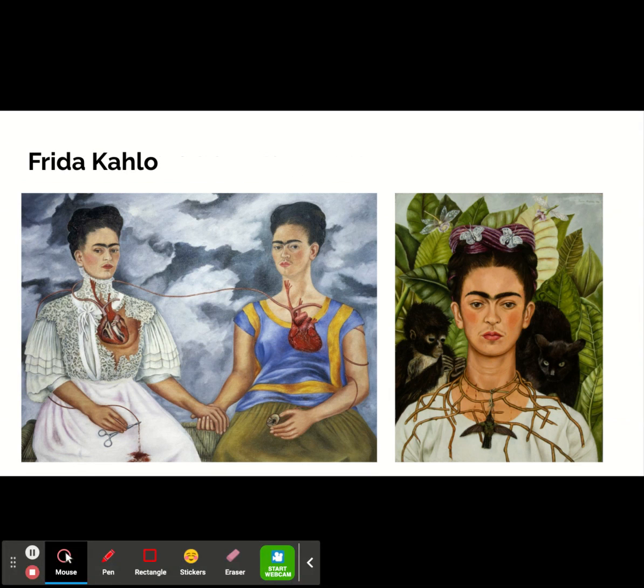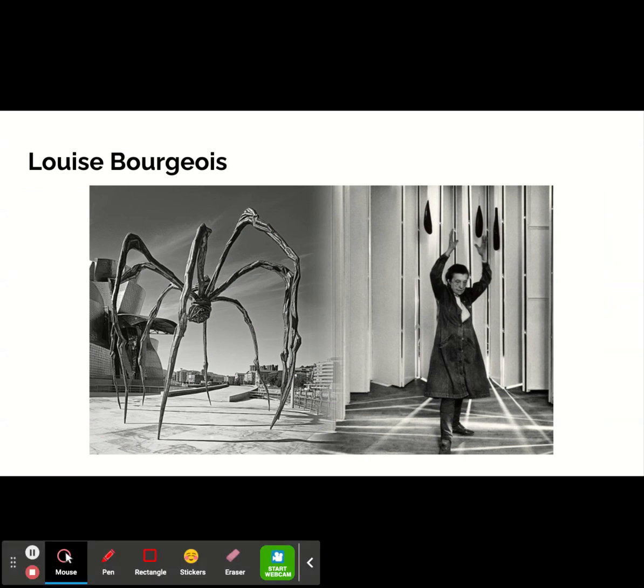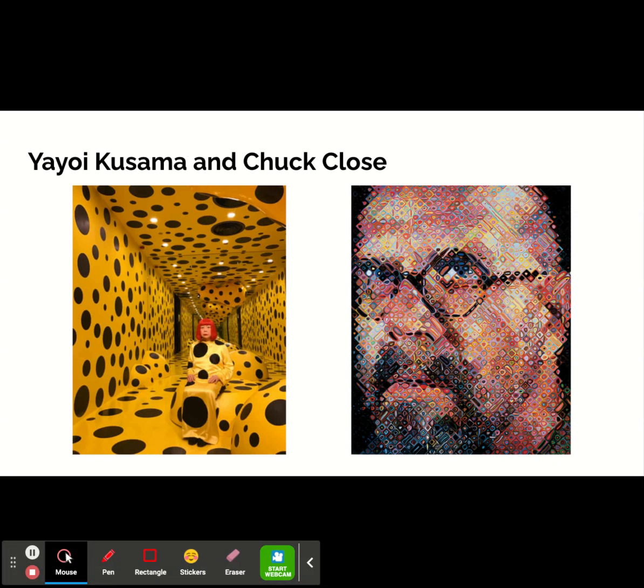We looked at some amazing female artists that broke several glass ceilings throughout their careers. These were Frida Kahlo and Louise Bourgeois. We studied artists who worked past their disabilities to create beautiful art, like Yayoi Kusama and Chuck Close. Kusama has a mental disability that causes her to see spots on every surface in her life, and Chuck Close lost mobility in his hands and was able to create these self-portraits regardless.